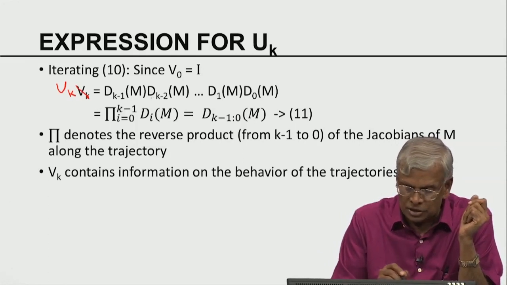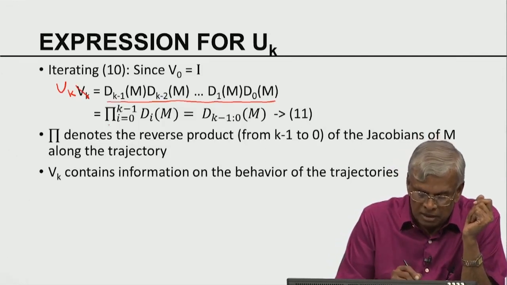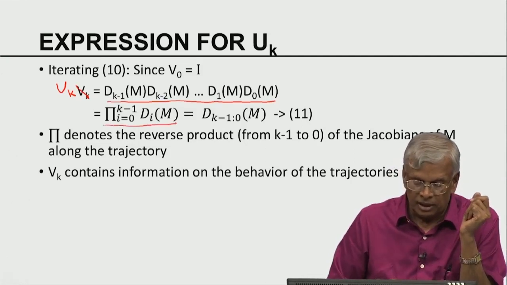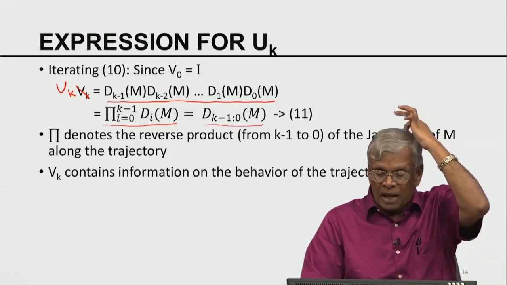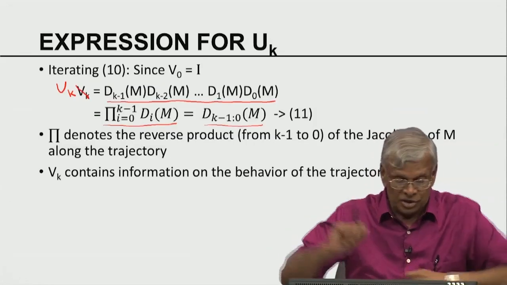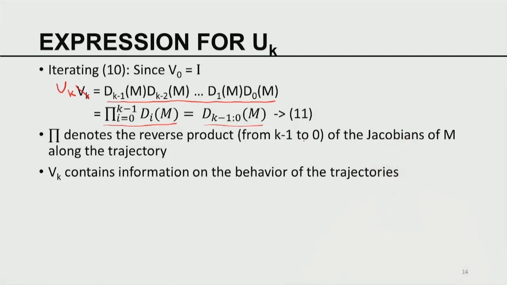I can iterate 10, and so Uk is given by the product of the Jacobian along the path. This can be written as a product succinctly like this, which again, using the notation that we have already used, is the product of the Jacobian along the trajectory. Pi denotes the reverse product from k minus 1 to 0 of the Jacobian of M along the trajectory. Please realize this must be U. Sorry, we will correct that. This must be U. Therefore, U contains information about the behavior of the trajectories.